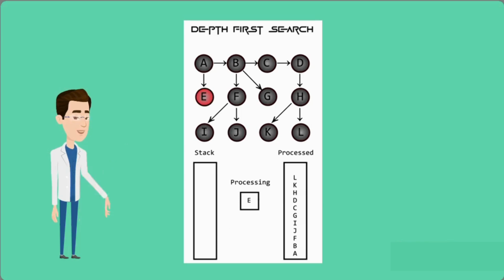Key points. DFS uses a stack to explore nodes. Reverse order for pushing adjacent nodes ensures correct traversal. Nodes are marked as processed once fully visited.